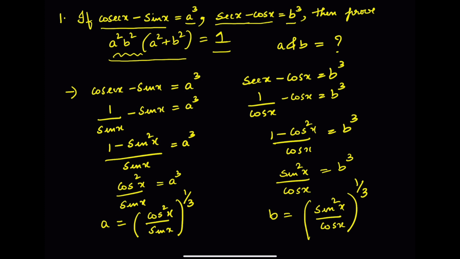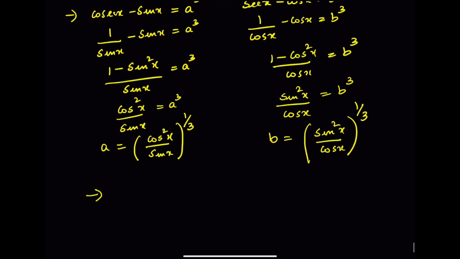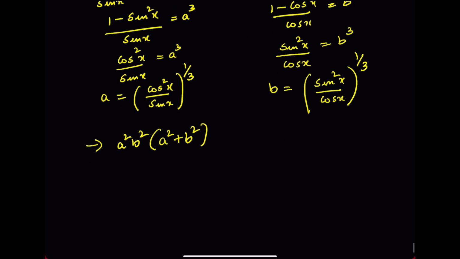So now we know a and b individually. Now we just have to apply these values in a square b square times (a square plus b square) equal to 1. So that is what we have to apply. Now let's write it down. So the thing we need is a square b square times (a square plus b square), correct? So let's start applying the a and b values individually. So we would have a square would be (cos square x by sin x), correct?